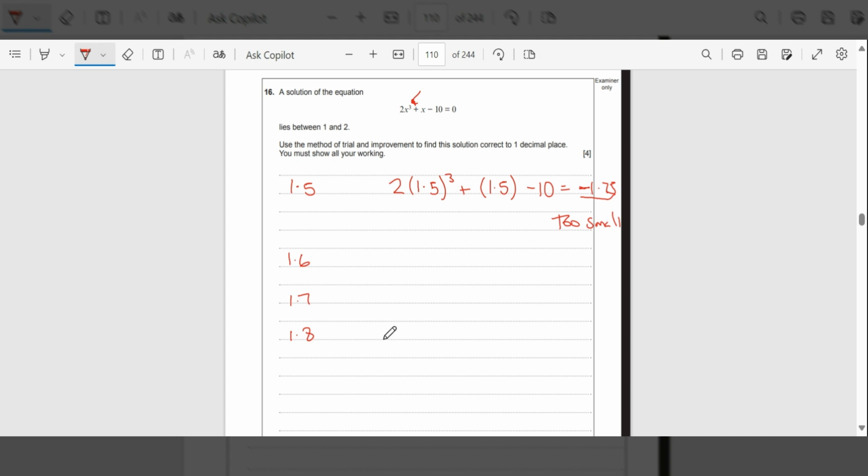So either X is 1.6 or 1.7 or 1.8 or maybe 1.9. I don't even know what the answer is here. But to prove it, you do a check at the end, which is between 1.6 and 1.7 or between 1.7 and 1.8 or whatever it is. So the check could be like, if the answer is somewhere between these two, then I would check 1.75 just to confirm my answer. Okay, so trial and improvement.